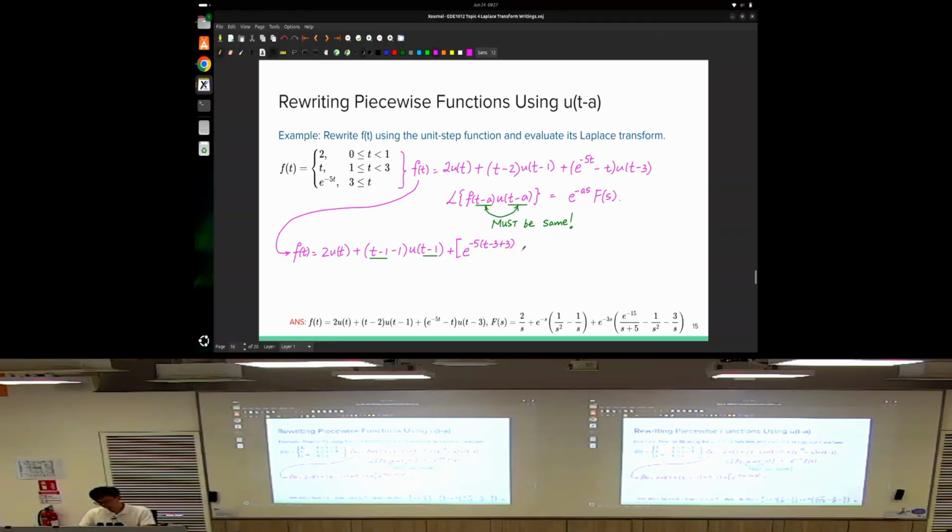Okay, then the minus t also the same. It becomes t minus 3 plus 3, so then times u(t minus 3). So then you see the t minus 3 here, the t minus 3 here, agree with the t minus 3 here. Okay, so basically the f of t minus a must be the same as the u(t minus a).